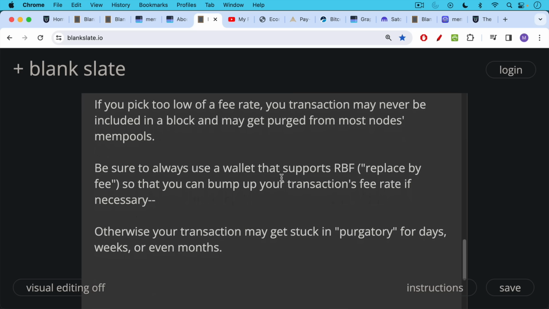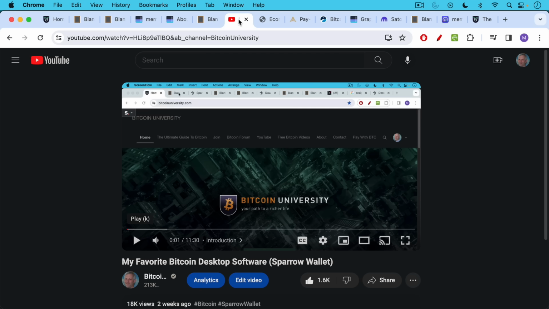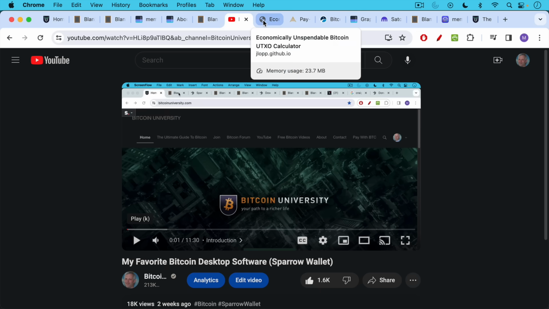Otherwise, if you don't have RBF and you bid too low, your transaction may get stuck out there in quote-unquote purgatory for days, weeks, or even months until it's dropped from most mempools. I'm going to link in the description notes below to my video about the Sparrow wallet, which is my favorite desktop or laptop wallet that does include RBF functionality, and maybe we'll talk about that in a later video.